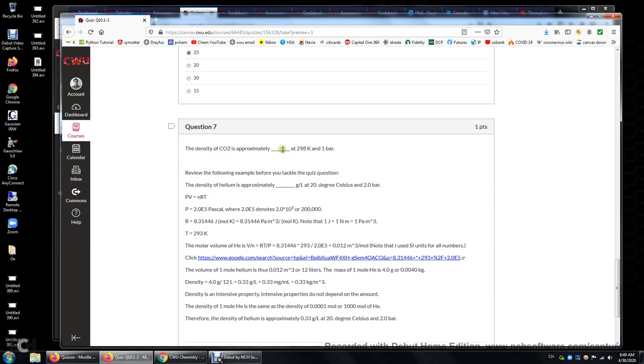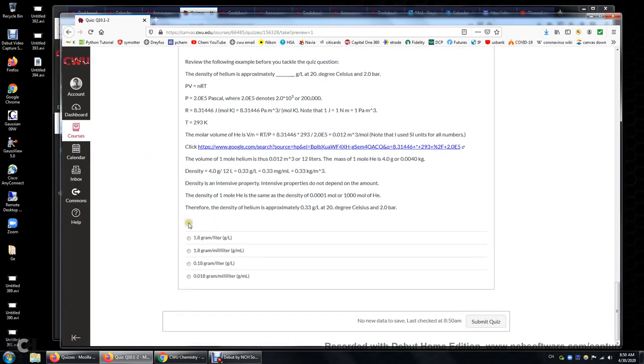The density of CO2 is roughly what, at 298 K and 1 bar? Again, the molar volume of any gas is roughly 25 liters at room temperature and 1 bar. So you just need to know the mass of 1 mole CO2, which is 44 grams: 12 for carbon, 16 for oxygen twice. The total is 44 grams per mole. The molar volume is 25 liters per mole. So you just need to use 44 grams divided by 25 liters. The answer is 1.8 gram per liter.